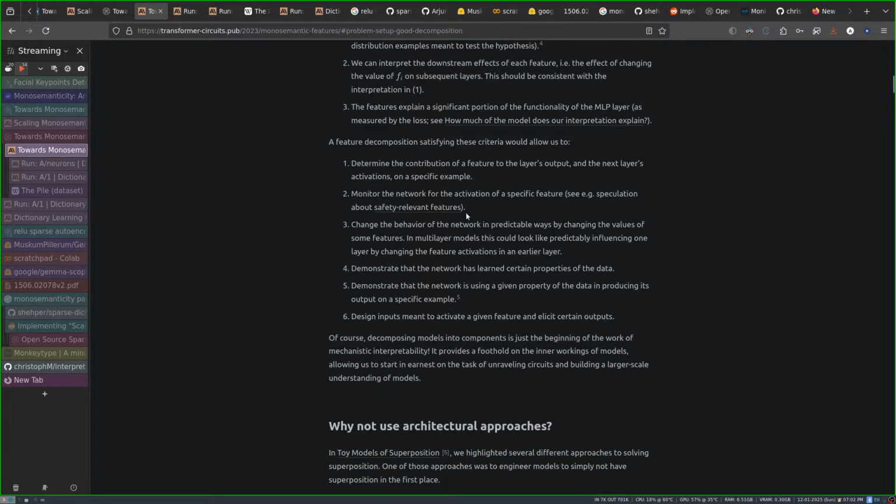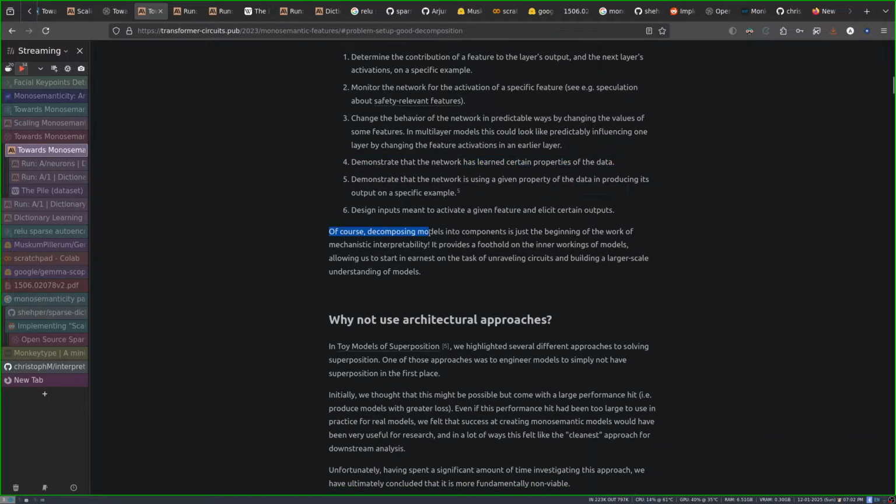A feature decomposition satisfying these criteria will allow us to determine the contribution of features in the layer's output, monitor the activation, change the behavior, and demonstrate that the network has learned certain properties. Okay, we can do all this. Of course, decomposing models into components is just the beginning of the work of mechanistic interpretability. It provides a foothold in the inner workings of the model, allowing us to start in earnest on the task of unraveling circuits and building a larger scale understanding of models.